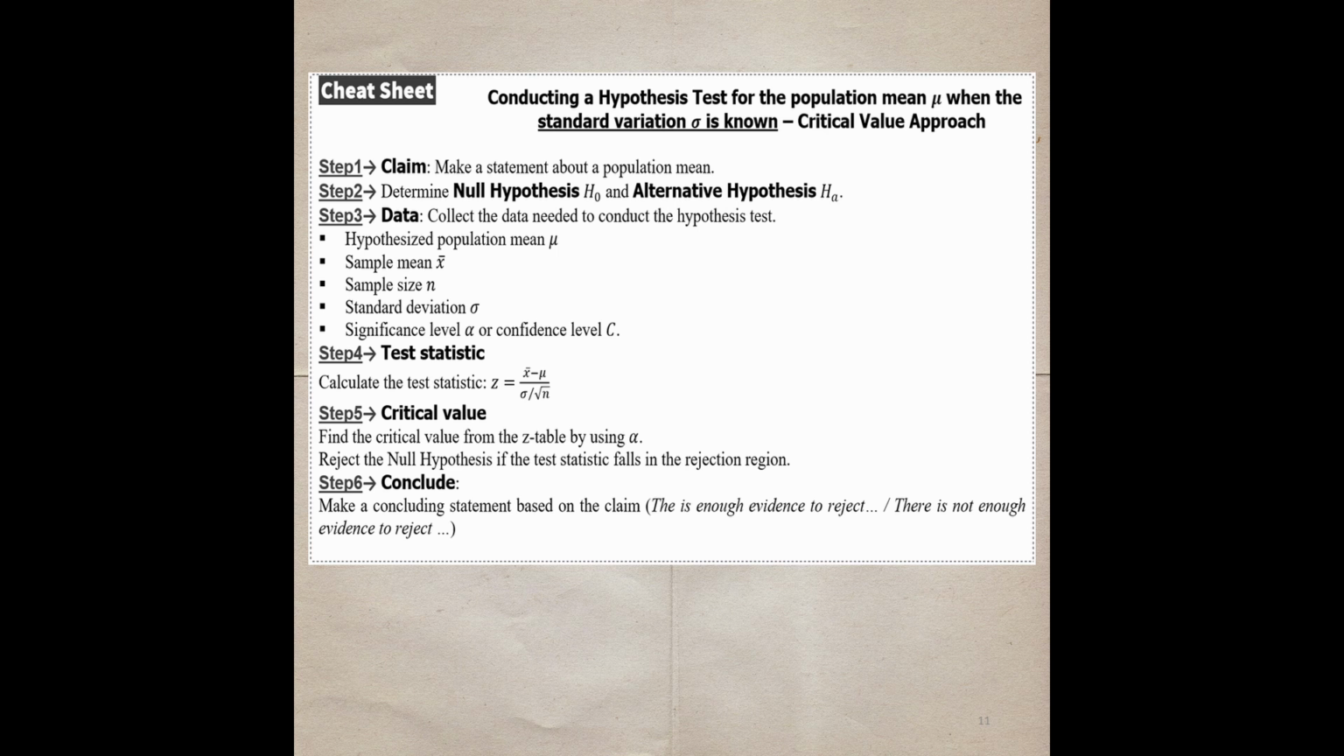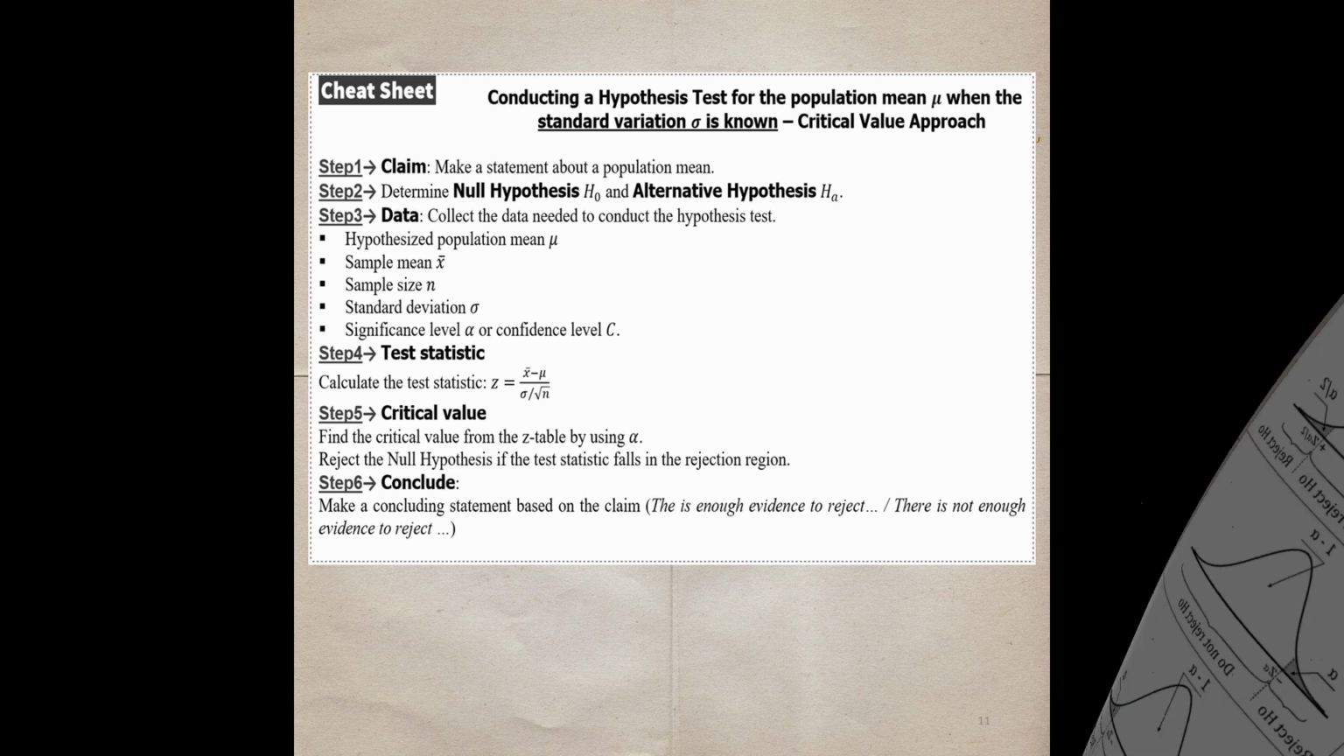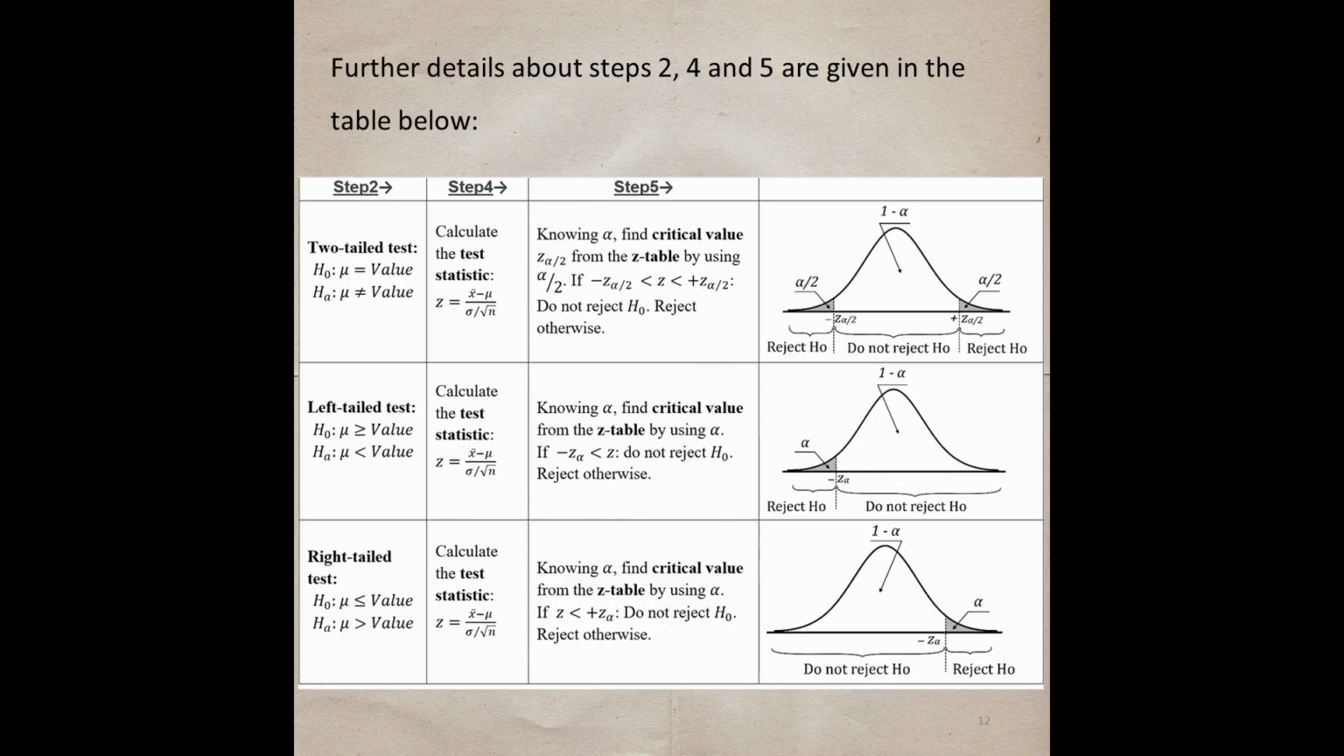Step 4. Calculate the test statistic with the given formula. Step 5. Find the critical value from the z-table or by using Microsoft Excel and use it to reject the null hypothesis if the test statistic falls in the rejection region. Finally, Step 6, write a concluding statement. Pause the video for a few moments and have a look at this table that shows further details about Steps 2, 4, and 5 described previously in the cheat sheet.